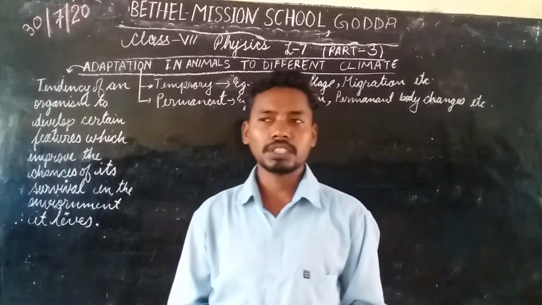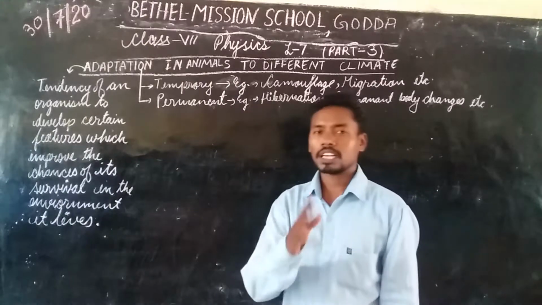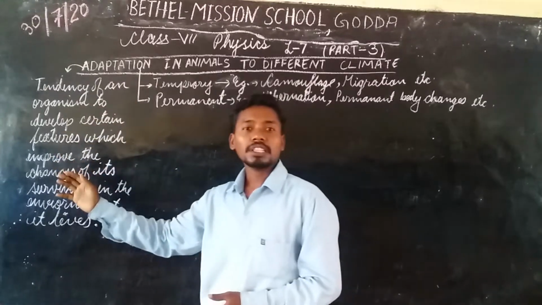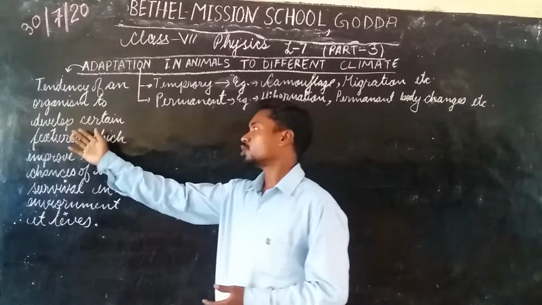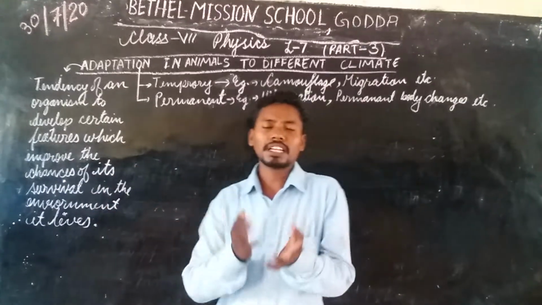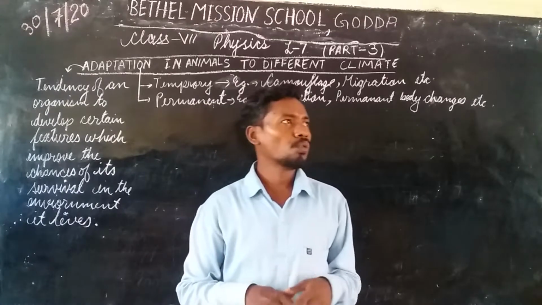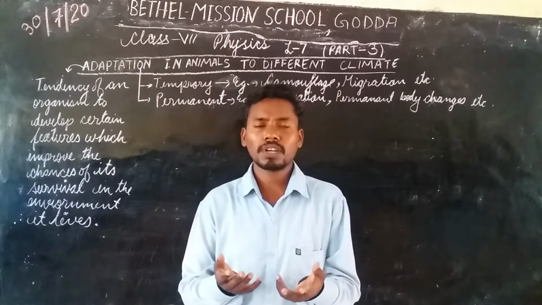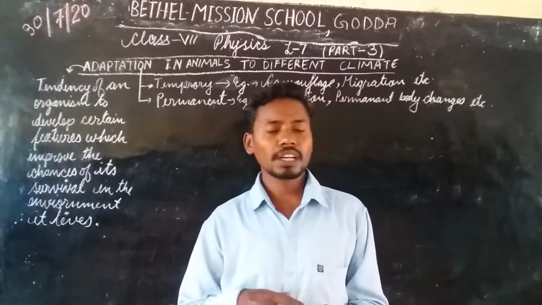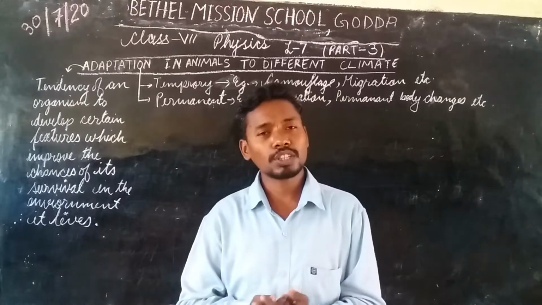So, when we talk about adaptation, we need to understand what is adaptation. So, what is adaptation? Adaptation is the tendency of an organism to develop certain features which improve the chances of its survival in a certain environment that it lives. So, sometimes the environment can be very harsh. So, in very harsh conditions, one cannot survive under normal type of features. We need to develop certain type of features, which can make us cope up with those type of environment. For example, this polar bear, as I talked to you about it before also.